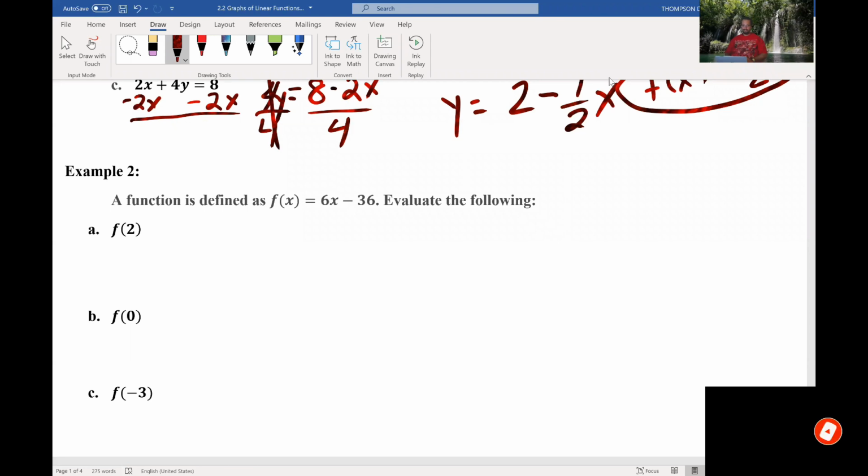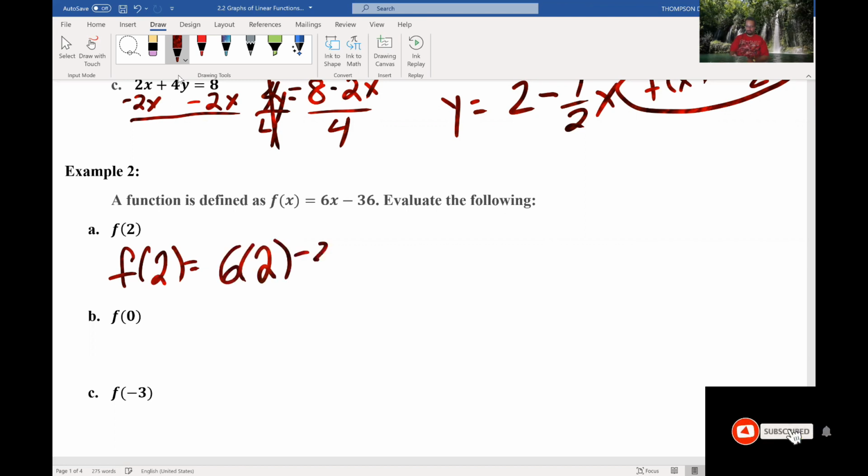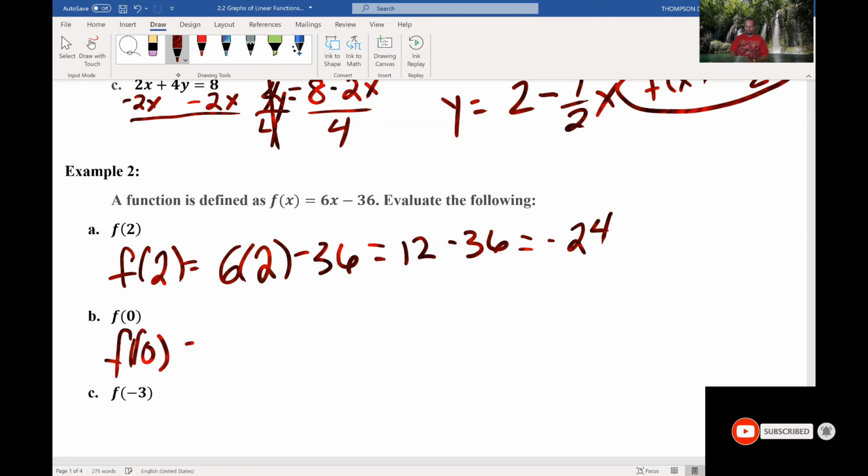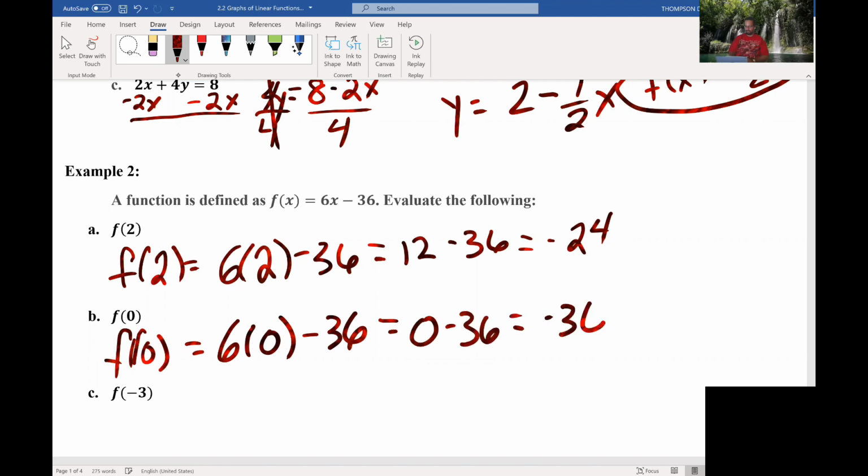Example 2. A function is defined as f of x equals 6x minus 36. Evaluate the following, f of 2. So all that means is plug in 2 into the function. So we do 6 times 2 minus 36. 6 times 2 is 12, minus 36. 12 minus 36 is negative 24, and we're done. F of 0. This simply means plug in 0 for x. 6 times 0 is 0, and 0 minus 36 is negative 36, and we're done.